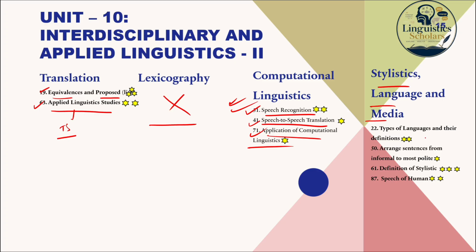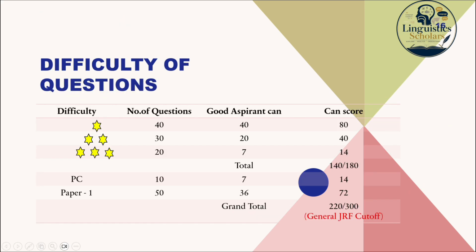And from stylistics, language and media, we got questions on types of languages and definitions, and informal to most polite sentences. They have given a list of sentences and asked us to arrange them from informal to most polite, and they have given the definition of stylistics, and we need to identify the term. And there is one question on speech on human, even though it is very easy, but you need to read the question focusedly because it is lengthy and statement based.